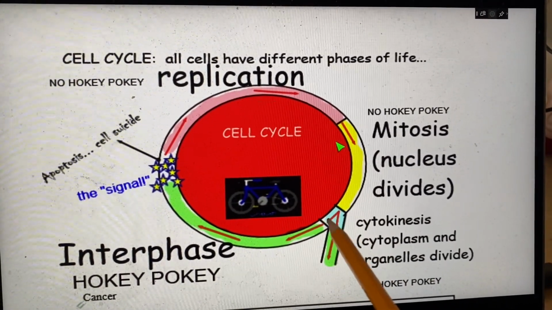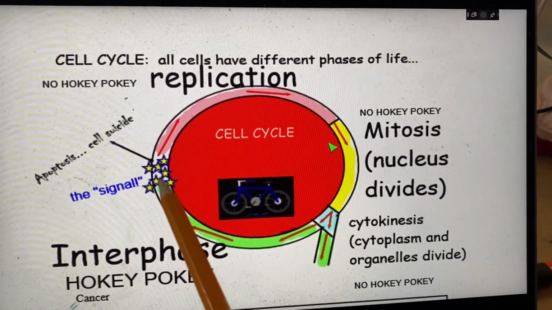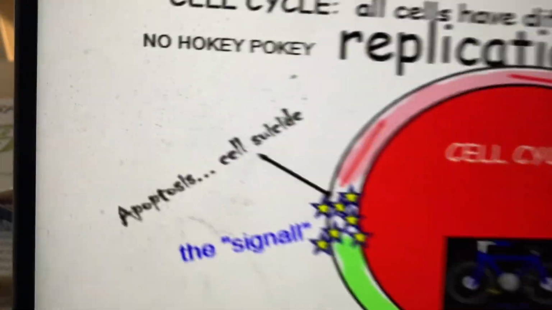But we mentioned on Friday that every once in a while, the option is not to copy yourself, it's rather to kill yourself. We call that apoptosis. Apoptosis. Cell death.